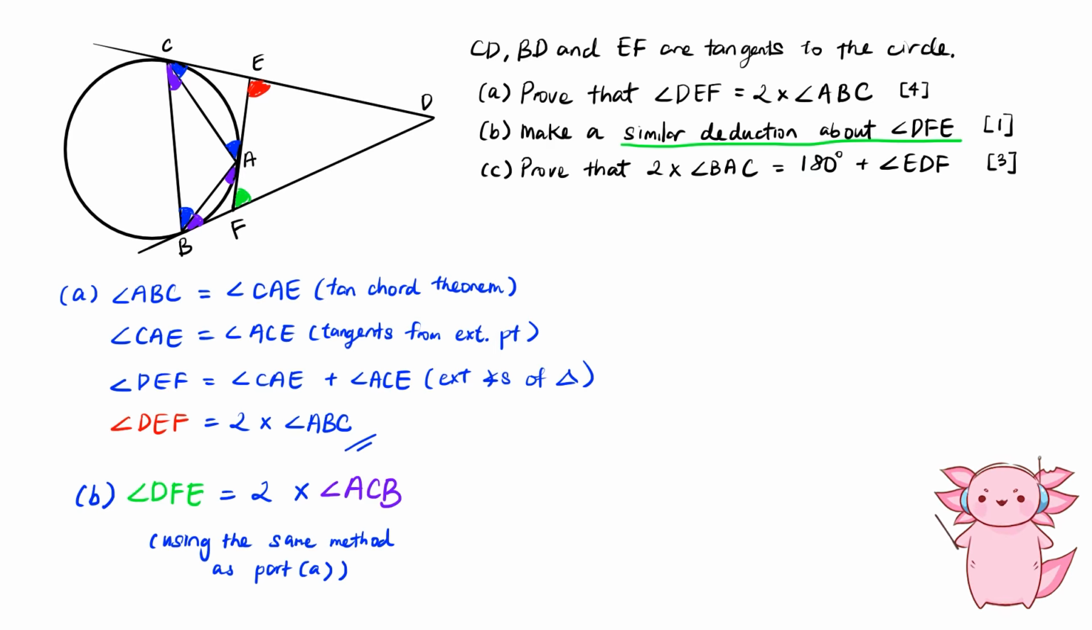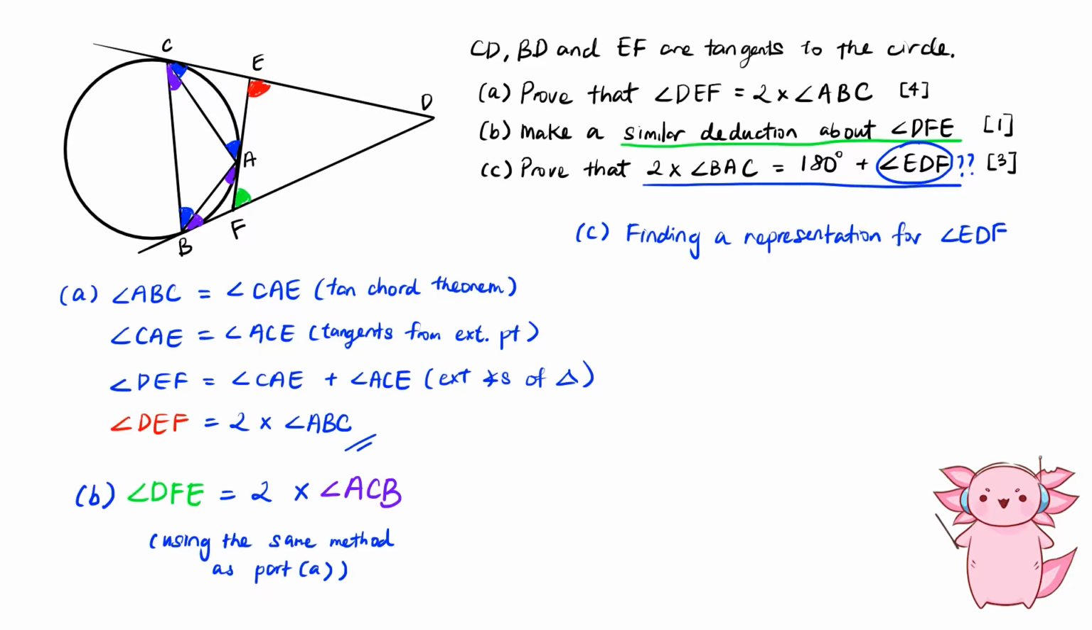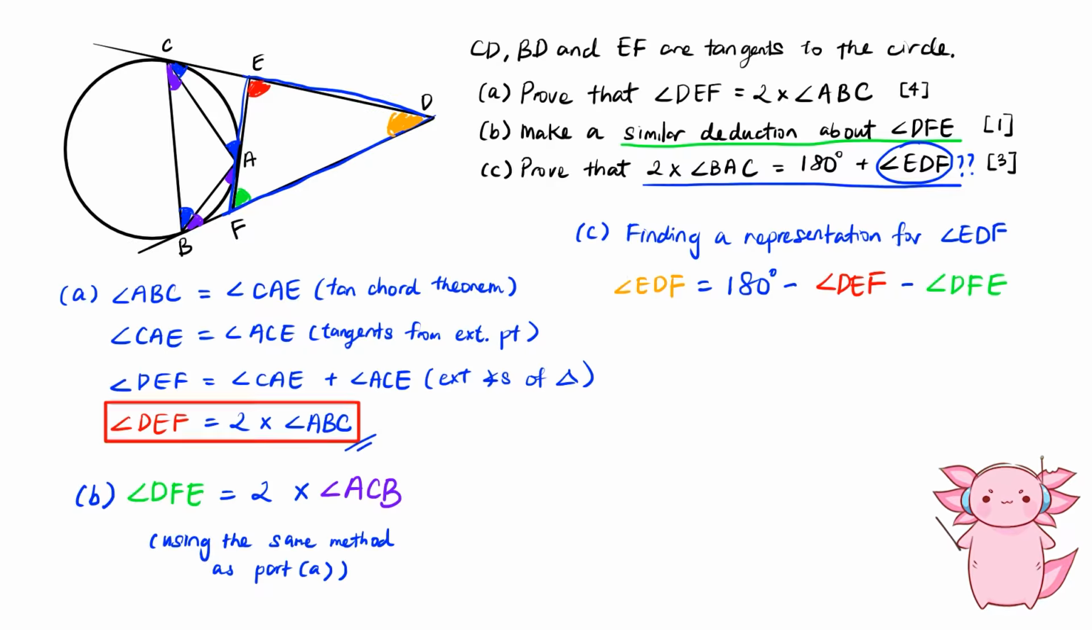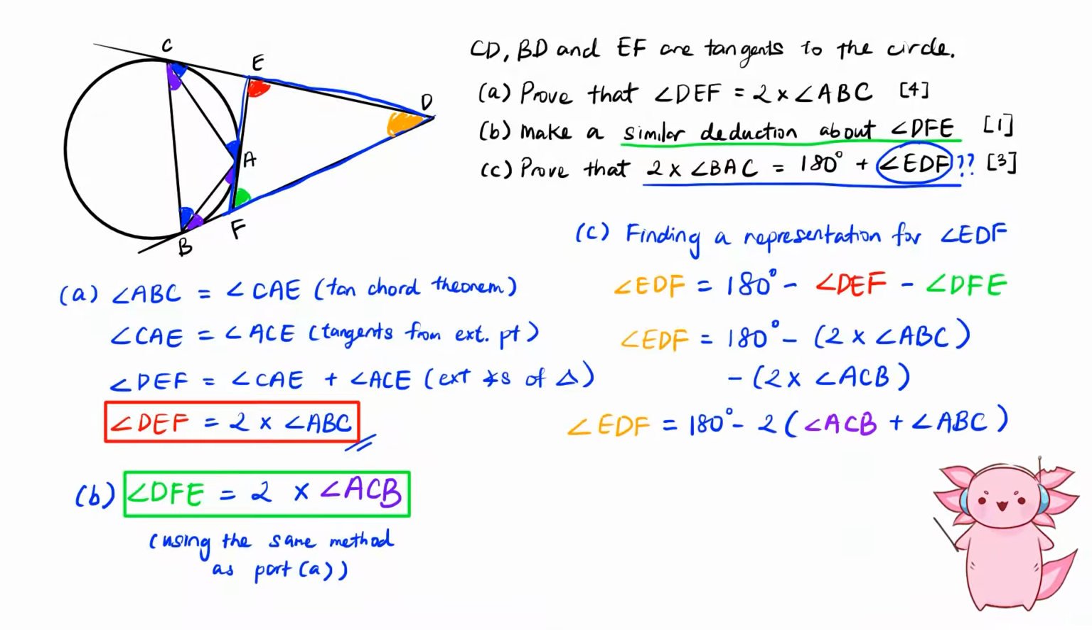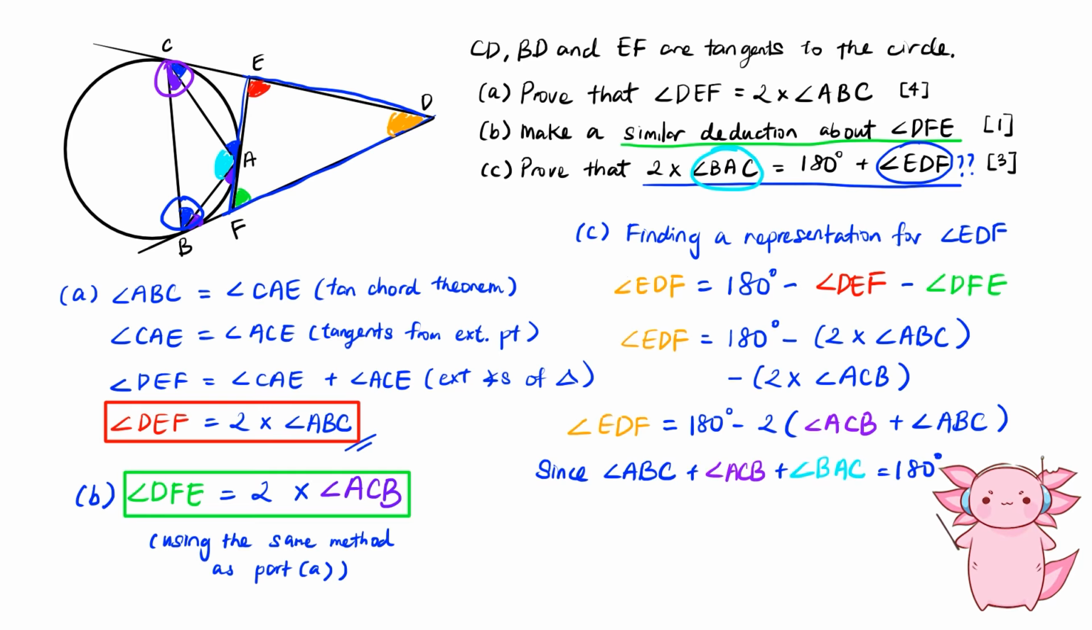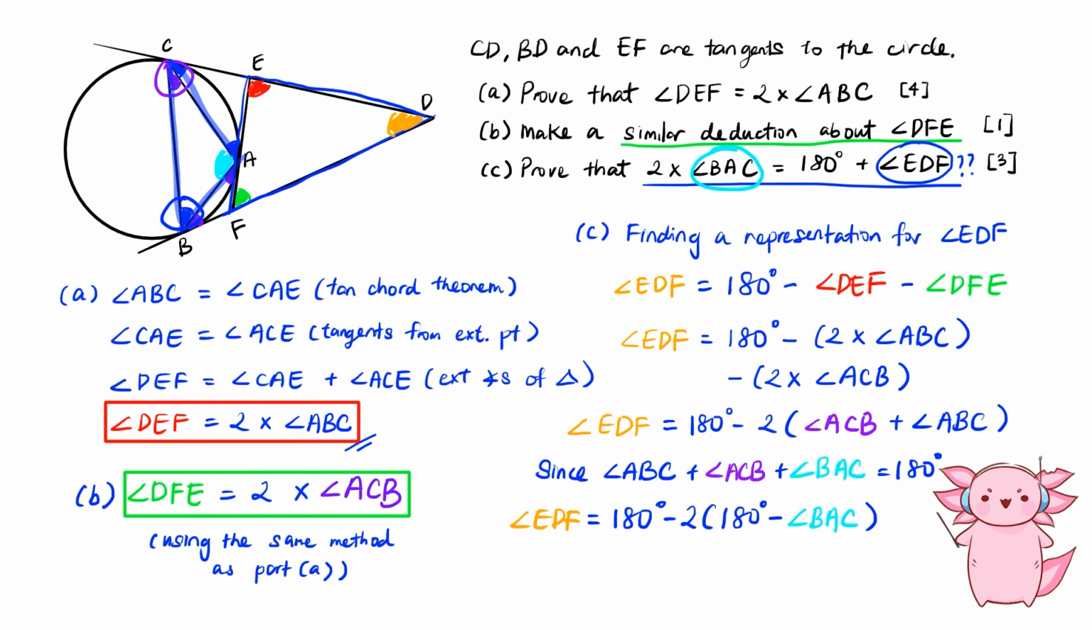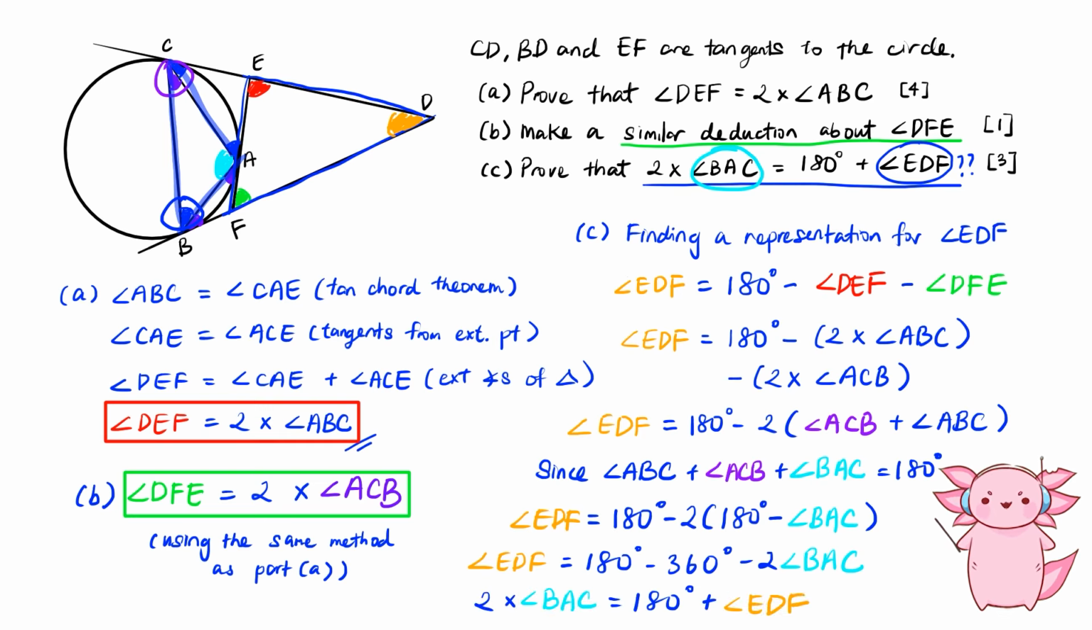The last part goes pretty crazy as well, where they want you to prove whatever this is, but let's try to find a representation of angle EDF first, which is 180 minus angle DFE and angle DEF, which we worked on in the previous parts. So putting the values inside, we can get this expression over here. Okay, do you notice something about angles ACB and angle ABC combined? It's actually 180 minus angle BAC since they're all in the same triangle. So after some simplifying, we can get to prove this result over here.